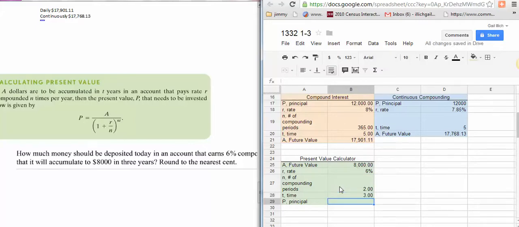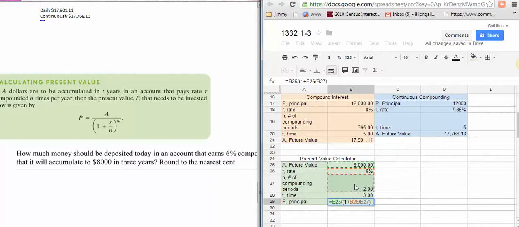So now we have to input our little formula into the P for principal. Okay, so I start with an equal sign. And what you do, according to the formula, is A divided by, and then a parenthesis, and then 1 plus R, which is B26, divided by N, which is B27.